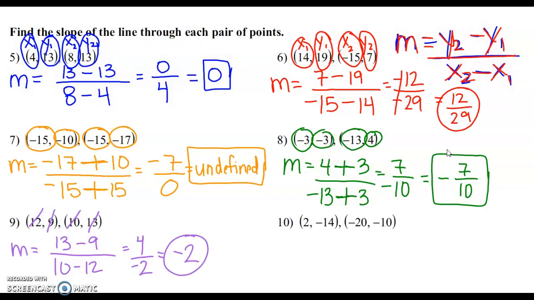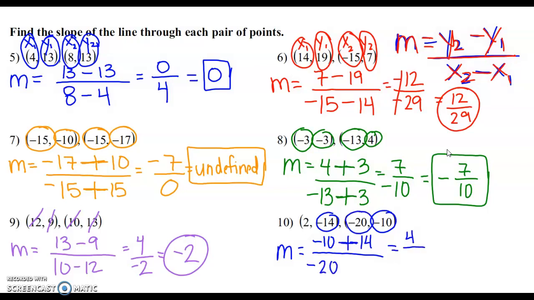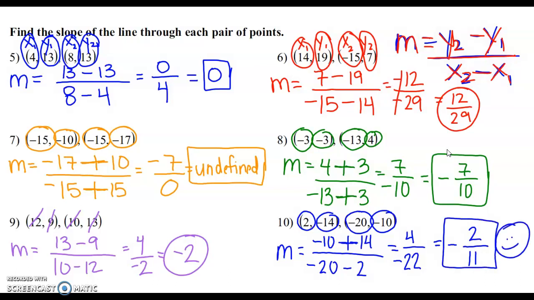And our last one here, number 10, slope equals y2, the second y is negative 10, minus y1, the first y is negative 14, minus the negative is adding, so negative 10 plus 14 is 4, over x2, the second x is negative 20, minus x1, the first x is 2, negative 20 minus 2 is negative 22. So 4 over negative 22, well, positive divided by negative is a negative. 4 over 22, those are both divisible by 2 to become 2/11. So the slope in simplest form would be negative 2/11. And that is how you calculate slope.